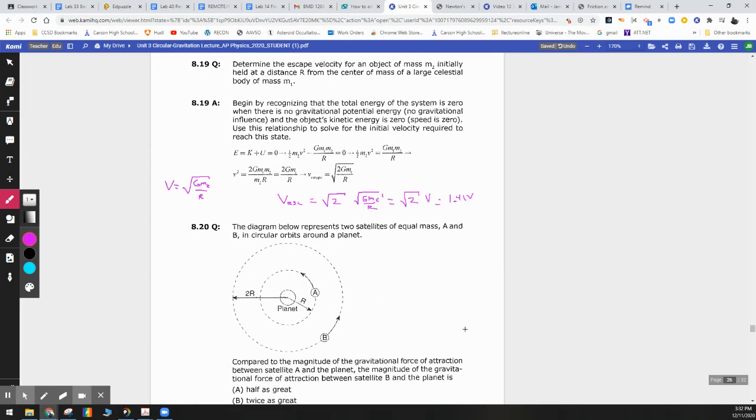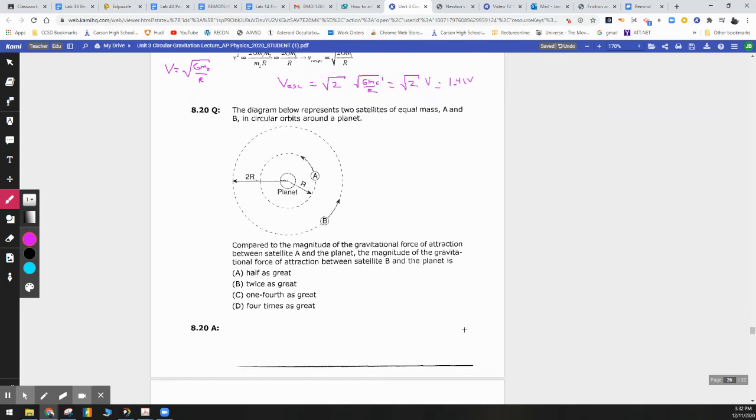Here are some questions real quick. The diagram below represents 2 satellites of equal mass, A and B, in circular orbits around the planet. It asks to compare the magnitude of the gravitational force of attraction between satellite A and the planet, and the magnitude of the gravitational force of attraction between satellite B and the planet. I'll give you some hints: think about the relationship 1 over r squared. This is talking about the gravitational force of attraction. You could think about big G times the mass of the planet divided by r squared, but really it only deals with this fact. We'll hit pause and let you do it.